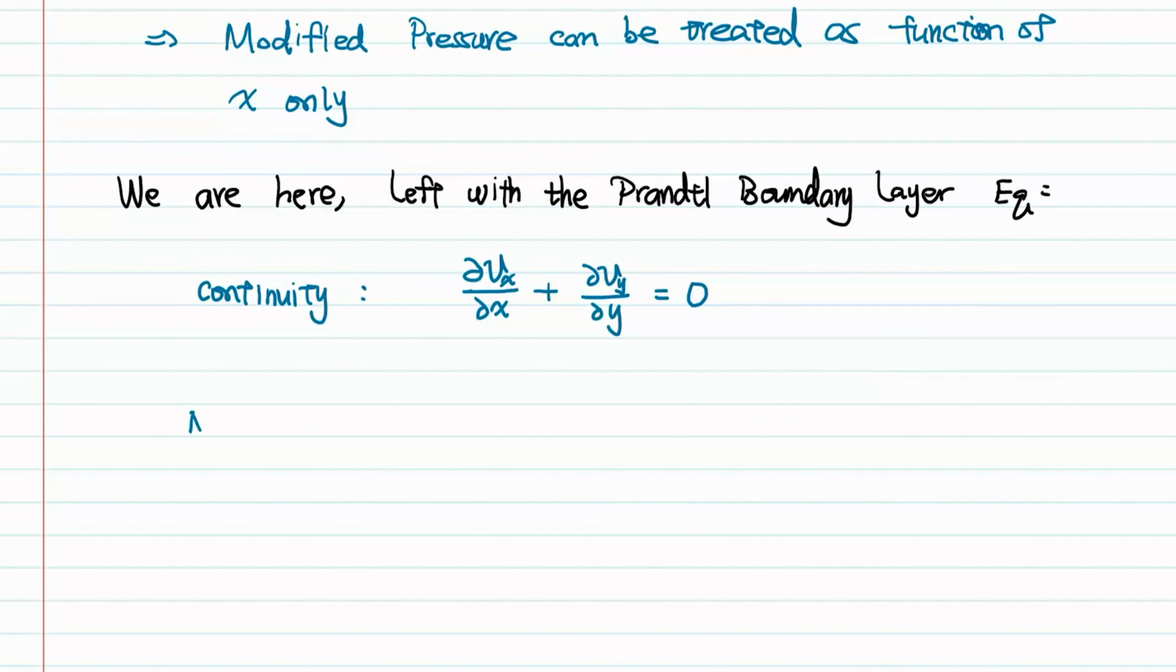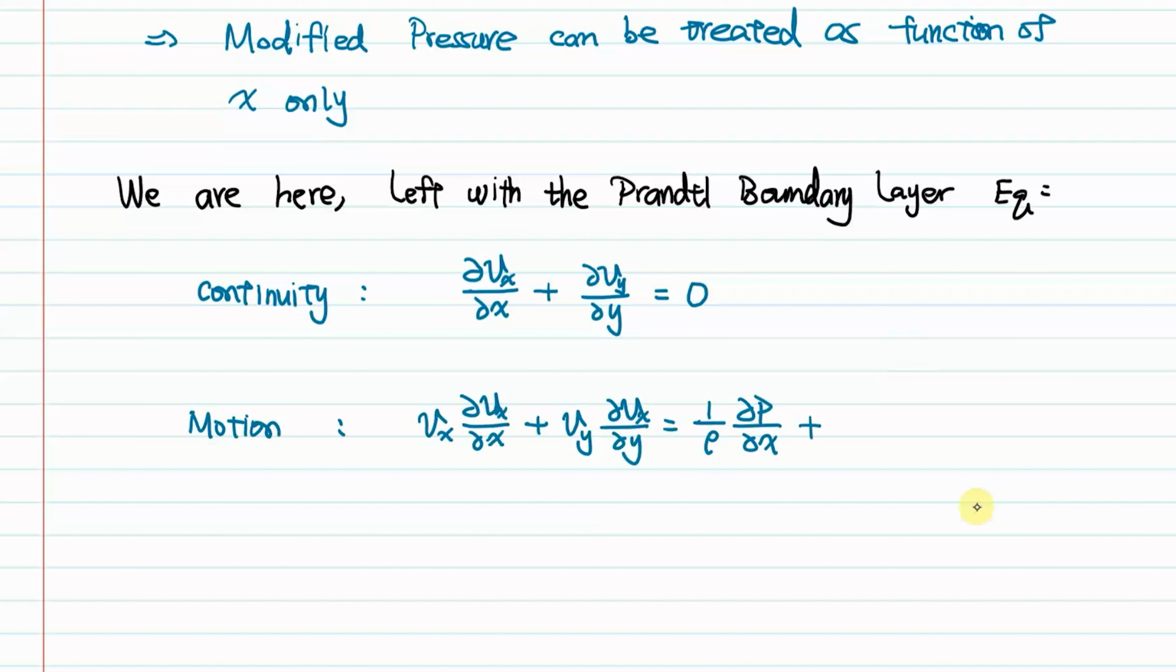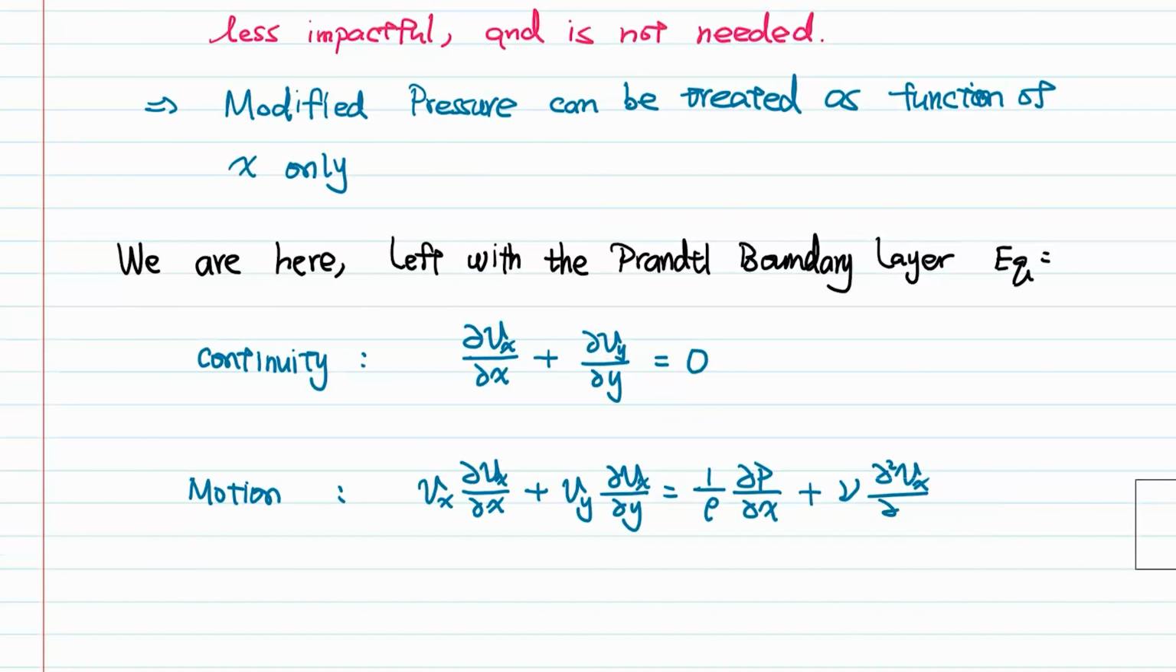And we have the equation of motion being Vx partial Vx partial x plus Vy partial Vx partial y equals -1 over density partial P partial x plus the kinematic viscosity times partial squared Vx partial y squared.